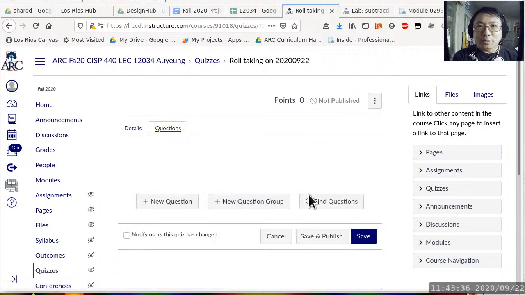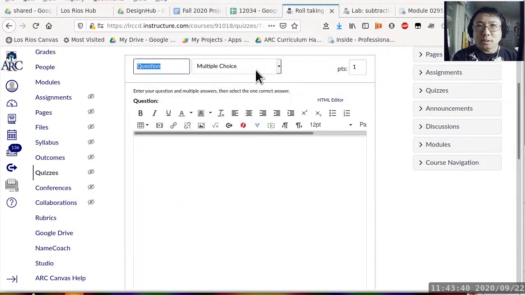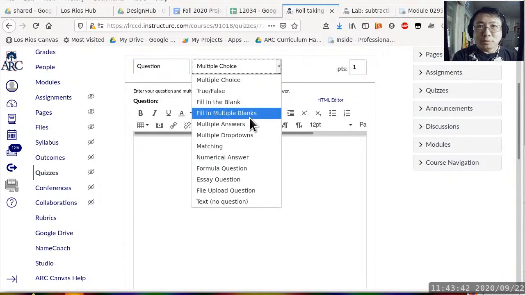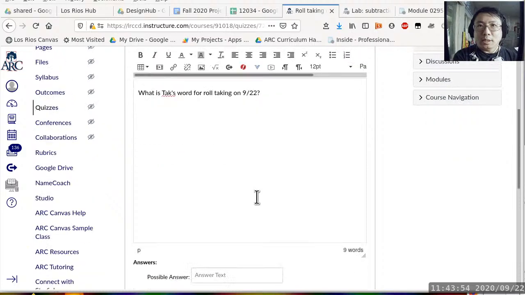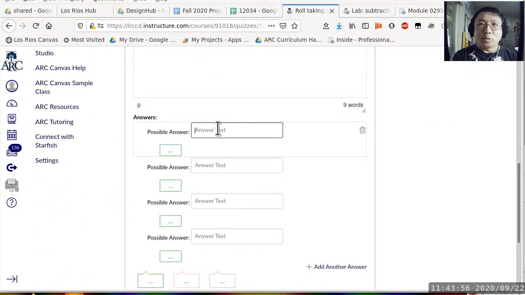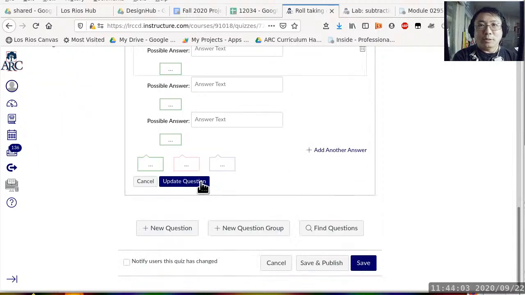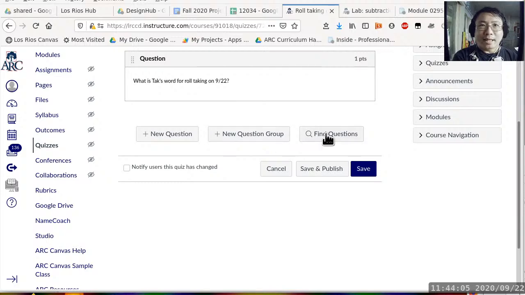All right, so let's add a new question, and not make it multiple choice. So we'll make it fill in the blank. Okay, what is the word for Rotaking on 9/22? And let's make it Discord with the uppercase D. It's just really whatever is on my mind right at that moment.